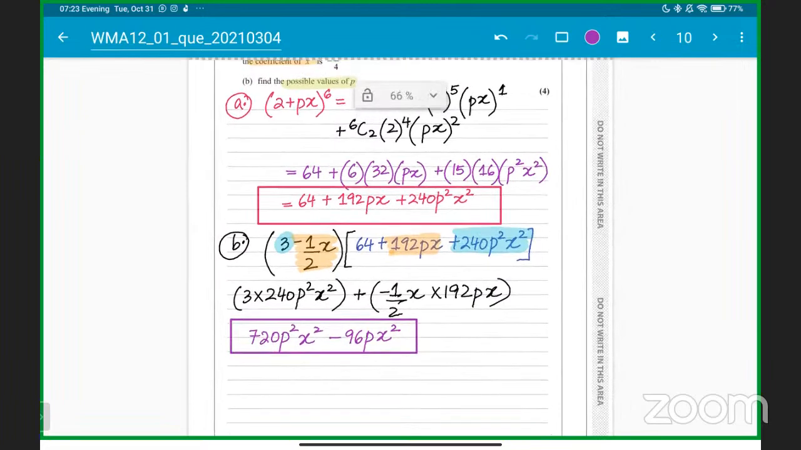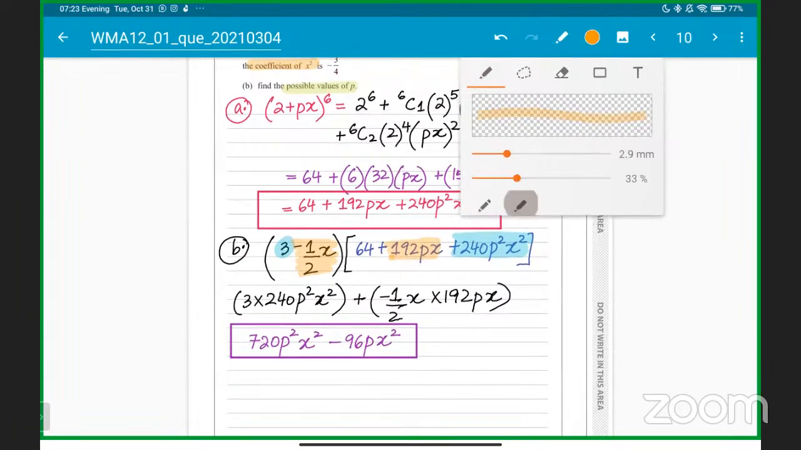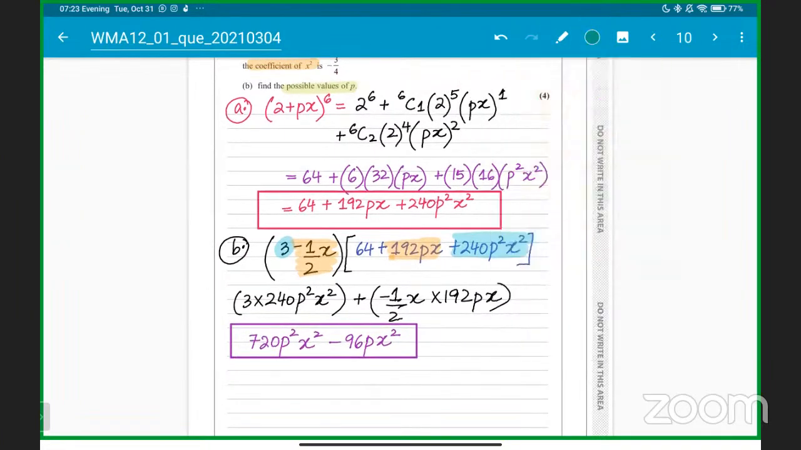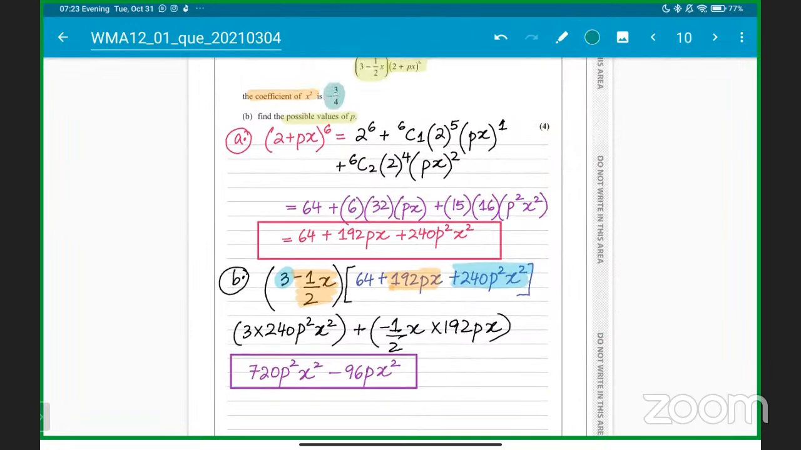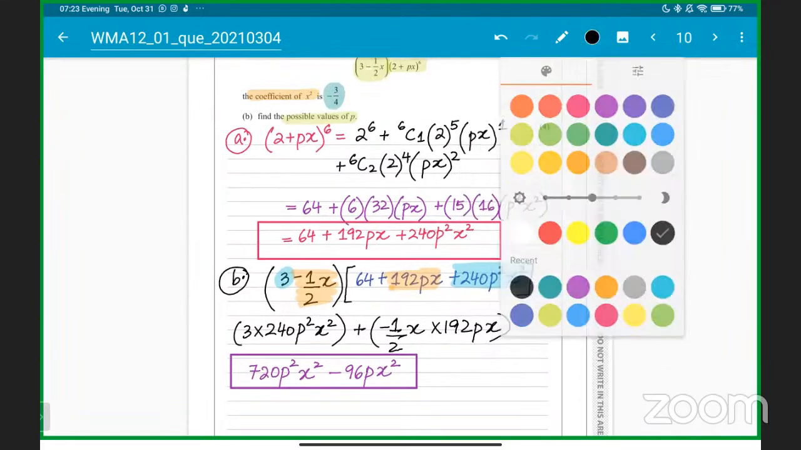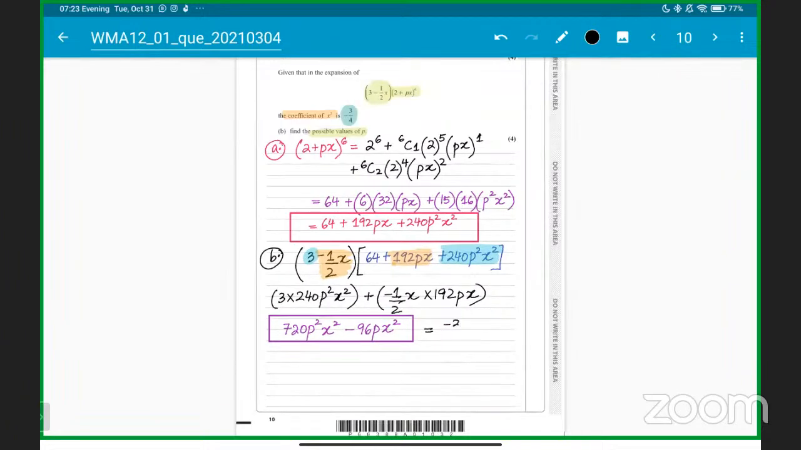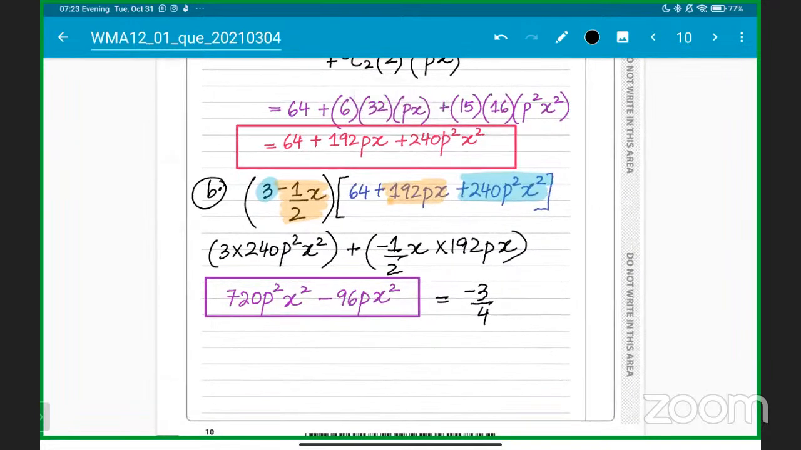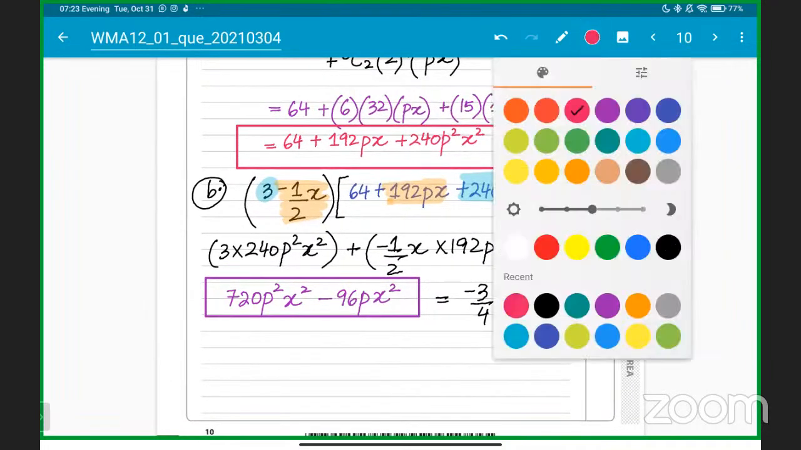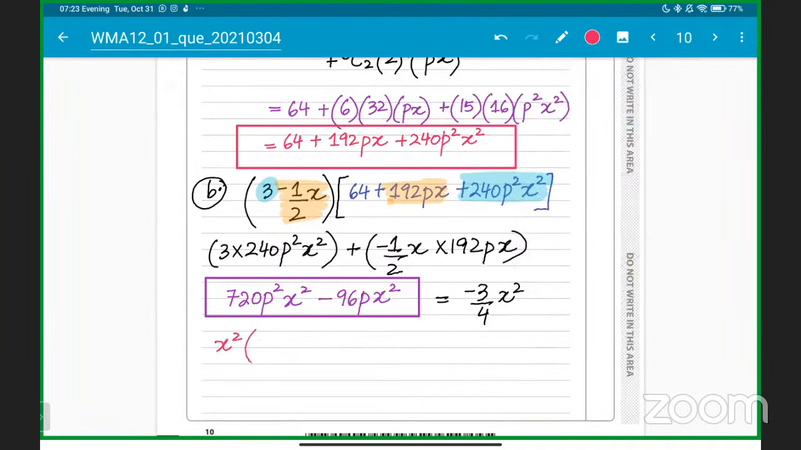This is becoming this. And they have told us the answer this time, that the coefficient of this is minus 3 over 4. The value is minus 3 over 4. So you need to be sensible here. What you need to do, you need to compare this with minus 3 over 4 x square. So understand the importance. X square will be removed. They will be cancelled out.